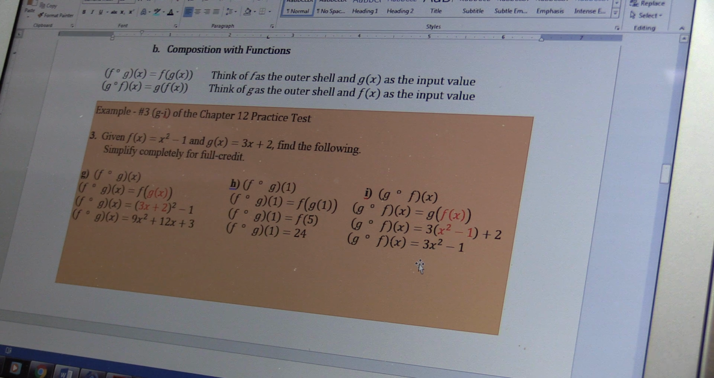So that's composing functions, and you'll see there's other examples on the other handouts that you can look at to see how we work through those.